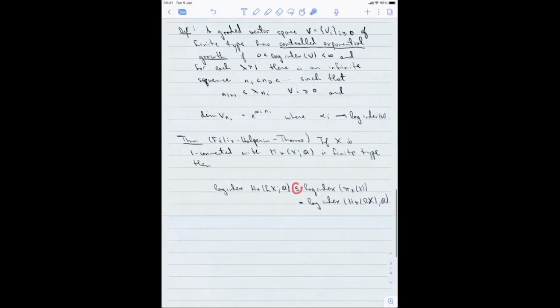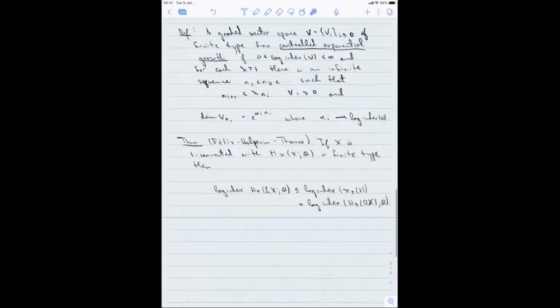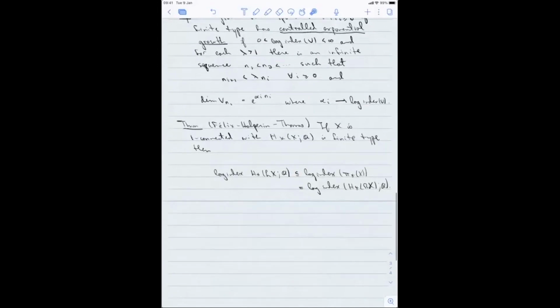And this inequality should come from, if you look at these two ends, the free loop space is, intuitively, bigger than the base loop space. So its log index should be bigger. So there at least is an intuitive reason why that should be true, and they go through the argument to show that it actually makes sense.